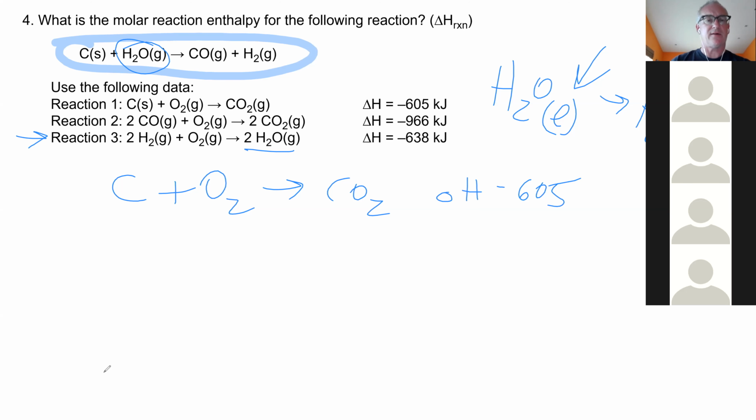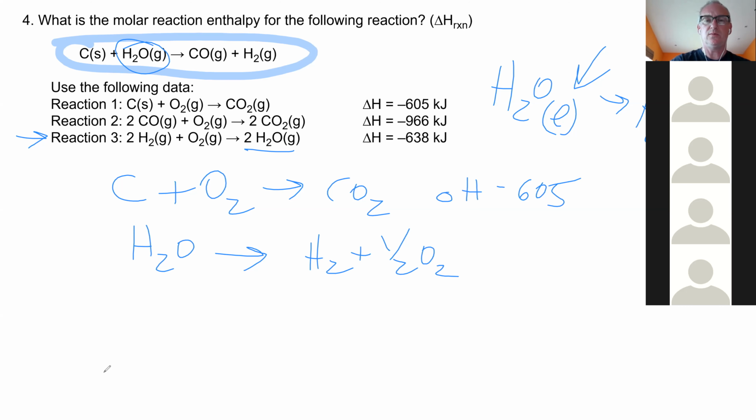So I'm going to flip it around, and it looks like I should probably divide that by 2 because I only want 1 mole of water. So I'm going to change this one. I'm going to go water gives us H2 plus half a mole of O2.